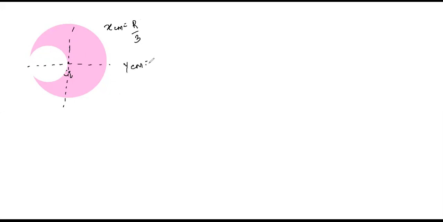So ycm will also be (a1 y1 minus a2 y2) by (a1 minus a2). Here y1 is the position of center of mass of the larger sphere. Again, this was 0. And how about the position of center of mass of the smaller sphere? This was also 0 in terms of y, right? Because y is neither up nor down. It was 0 for both cases. So this is 0, this is also 0. So ycm is 0.